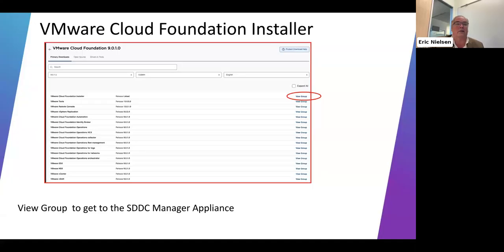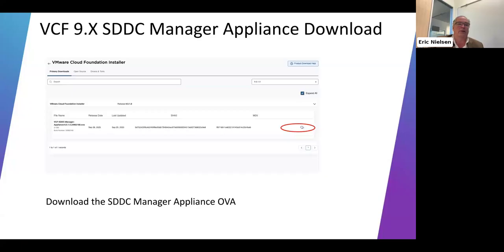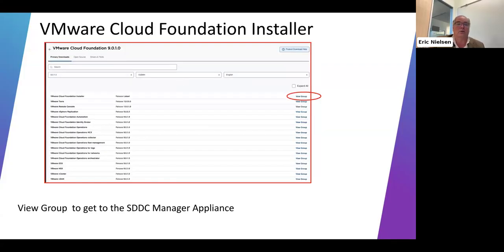To install 9, you need the VMware Cloud Foundation installer, and you'll want to click on the View Group. You click on the View Group, and you will see that you will get the SDDC Manager appliance, which is what you need to install 9. You'll run that OVA in a vSphere environment, right? And so you'll boot up ESX, run that, and then that will come up and give you the installer. So that's what you need to do in order to go through.